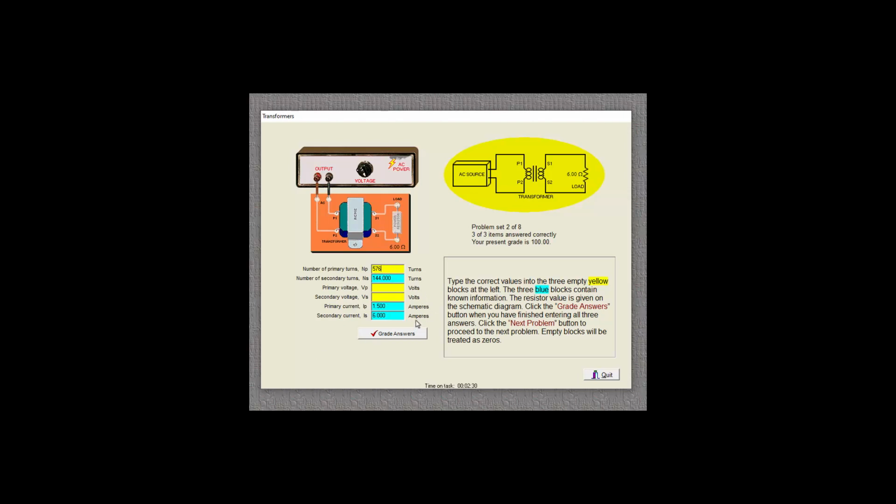So let's go ahead and figure out our voltage on our secondary. So we have 6 amps and 6 ohms, so V equals IR. So we're going to take 6 times 6, 36 volts. Okay, so our voltage is going to be higher, so let's take 6 again. 6 divided by 1.5, 4, so 4 times 36, 144.